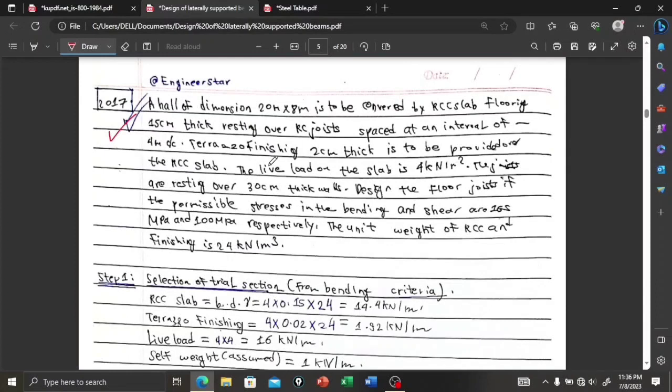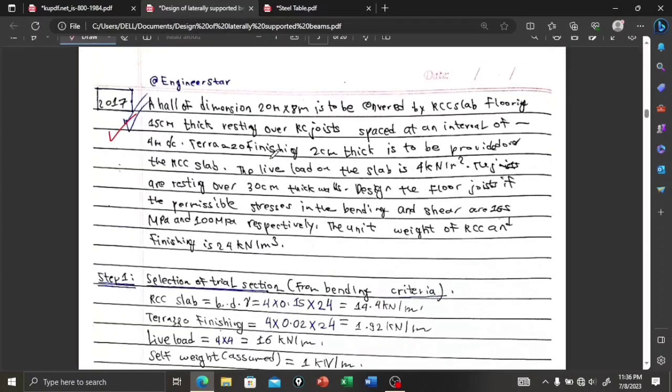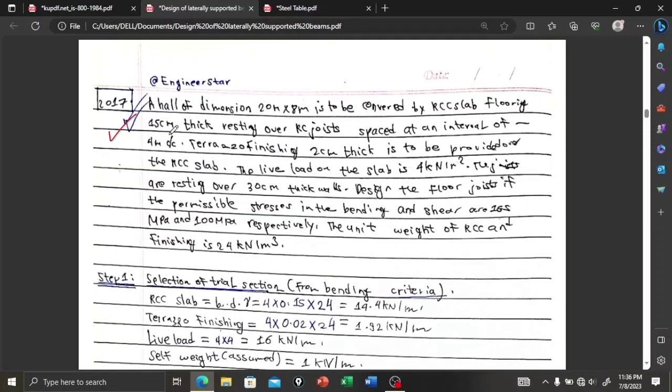A hall of dimension 20 by 8 meter is to be covered by RCC slab flooring 15 centimeter. To convert 15 centimeter into meter, we divide by 100, so 0.15. Joists are spaced at an interval of 4 meters center to center, so b is 4. Terrazzo finishing of 2 centimeter, 2 by 100 is 0.02. Terrazzo finishing is provided over the RCC slab.